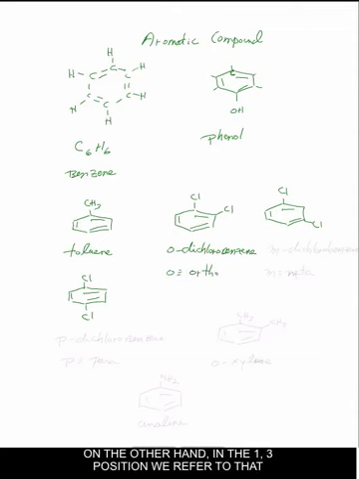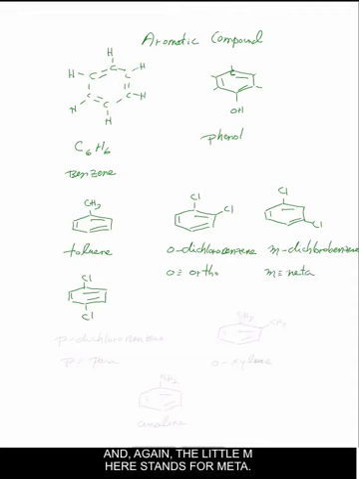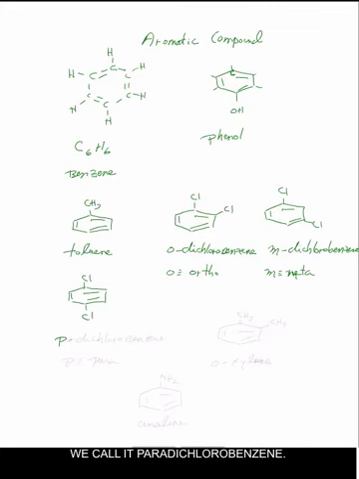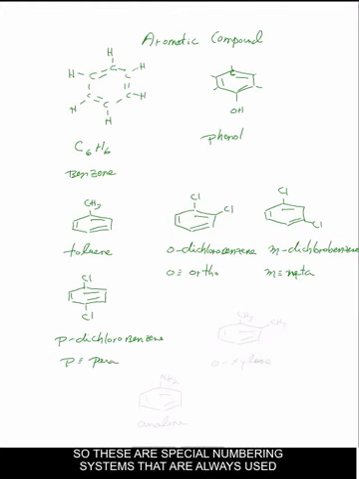On the other hand, in the 1,3 position, we refer to that as meta-dichlorobenzene. And again, the little M here stands for meta. On the other hand, when we have it in a 1,4 position, we call it para-dichlorobenzene. And again, the little P here stands for para. So these are special numbering systems that are always used for aromatic compounds.